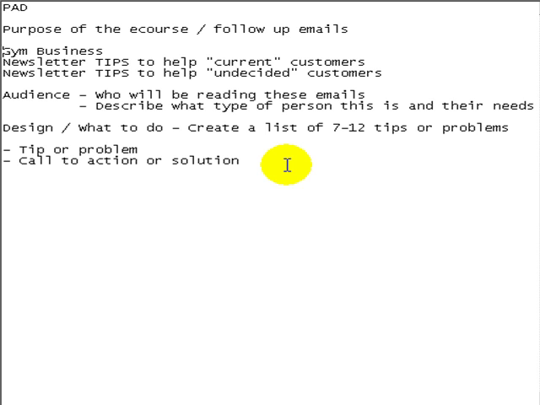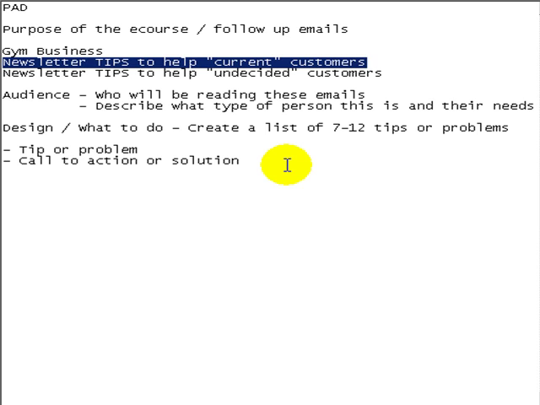Now, as you can see, I wrote down gym business. That's the purpose of the e-course, is to focus on gym business customers. Then I put down two other purposes. For example, newsletter tips to help current customers. Current customers that come in, maybe a benefit of being a customer is that they get a 7 to 12 email series that has tips specifically for their segment.